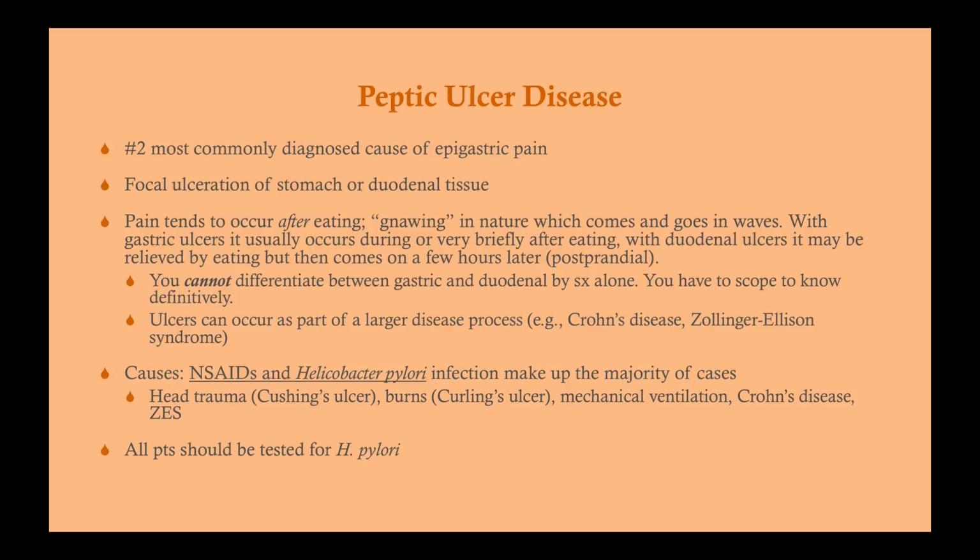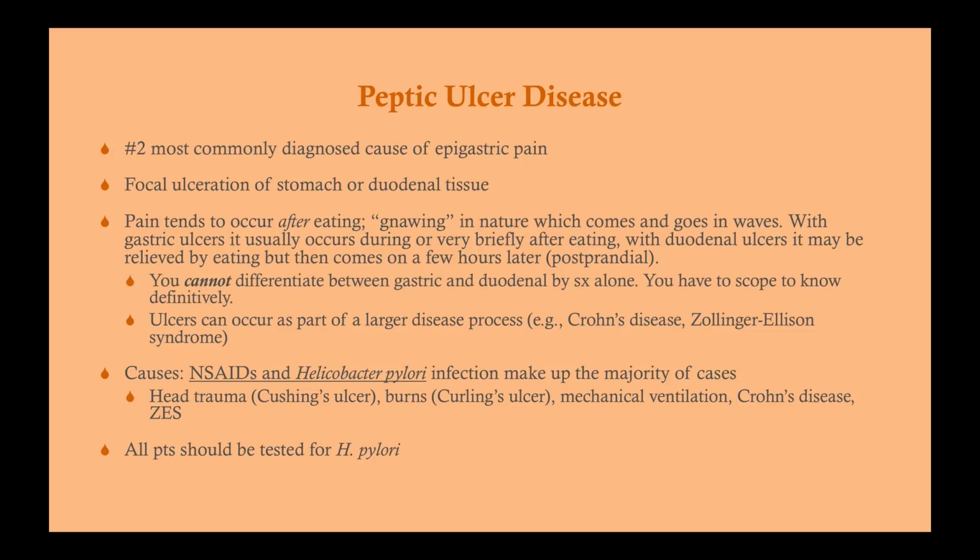A lot of times patients will refer to this as a gnawing pain that comes and goes in waves. Now, you may read in review books that with gastric ulcers, it tends to occur during eating or very briefly after eating, whereas with duodenal ulcers, it tends to be relieved by eating and then comes on a few hours after eating, postprandial. That's not always reliable. So you really can't differentiate between gastric and duodenal ulcers by symptoms alone. And it really doesn't matter because the causes are the same.